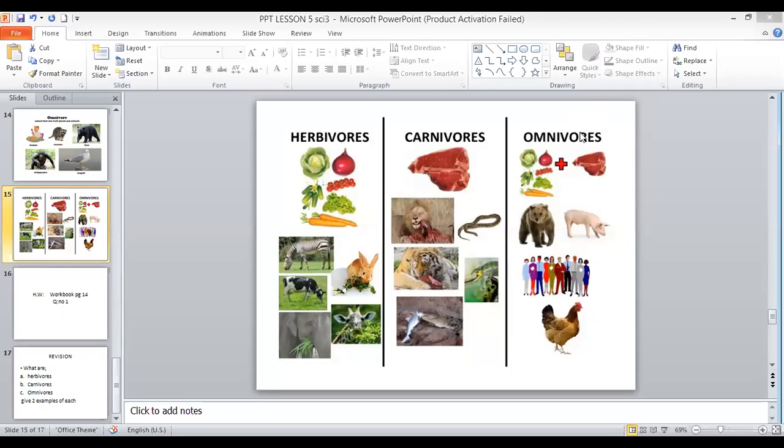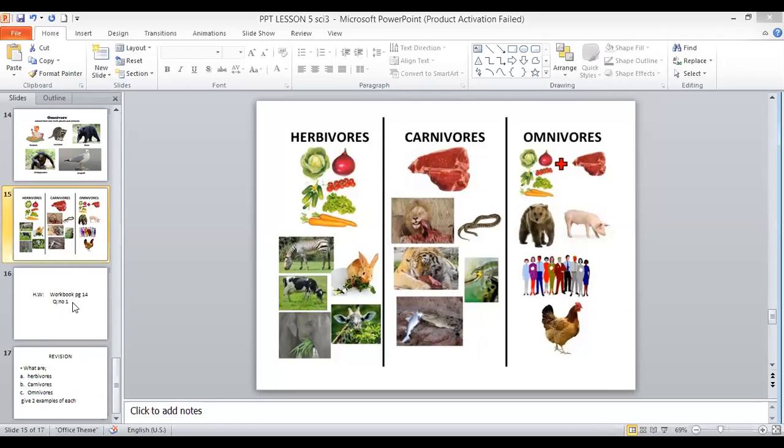And if we talk about omnivores, they are the ones who will be eating the plants and the meat, or you can say they eat the combination of both of them. So they are known as omnivores. Humans are the very best example of an omnivore, right?